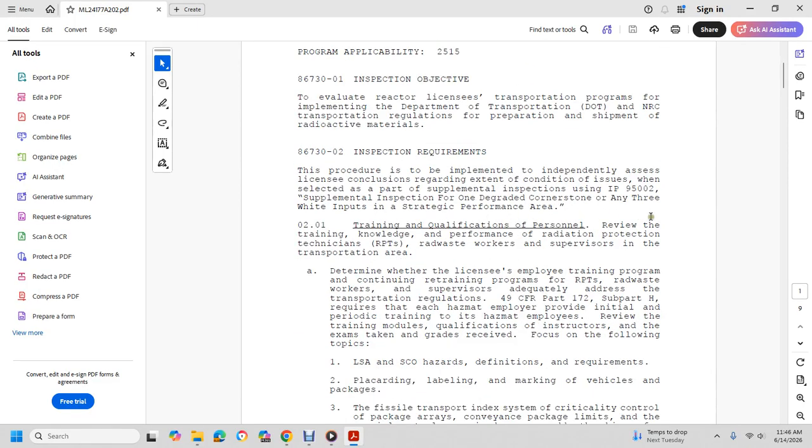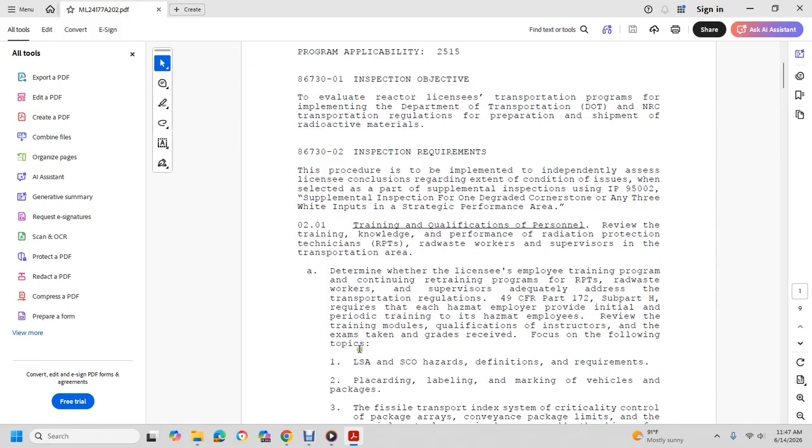201, Training and Qualification of Personnel. Review the training and knowledge of the radiation protection technicians, radioactive waste workers, and supervisors in the transportation area. Determine whether the licensee employee training program and continuing retraining programs for the radiation protection technicians, radwaste workers, and supervisors adequately address the transportation regulations. Title 49 CFR 172 Subpart H requires that each hazmat employer provide initial and periodic training to its hazmat employees. Review the training modules, qualifications of the instructor, the exams taken, and the grades.